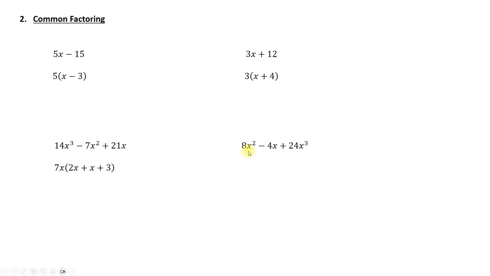Once again, we have in this question an x value in all three terms. So numerically, our common factor will be 4, and our smallest x value is a single x, so 4x will become our common factor.